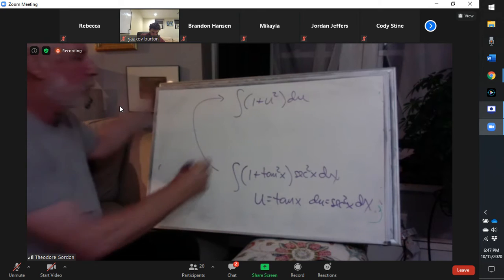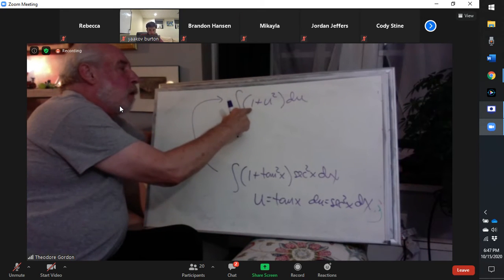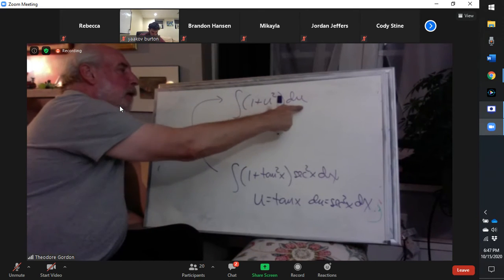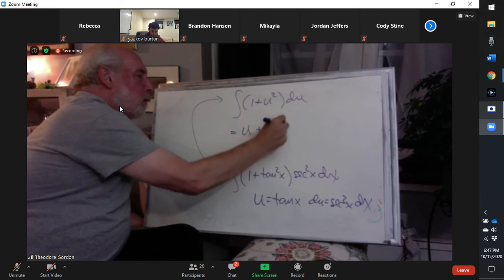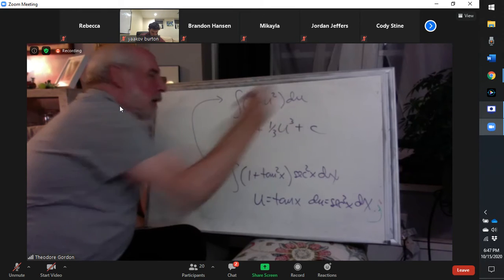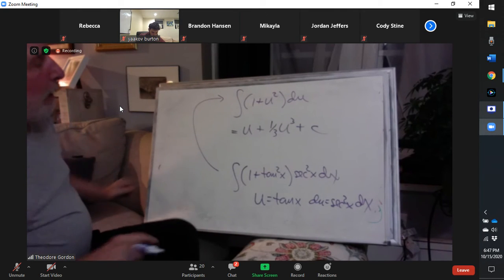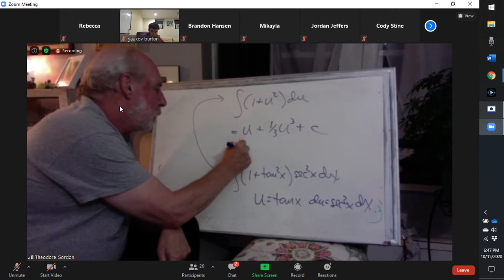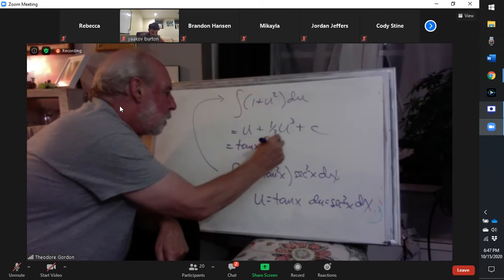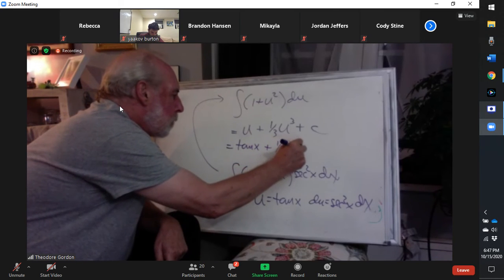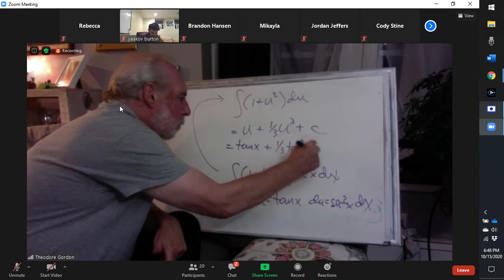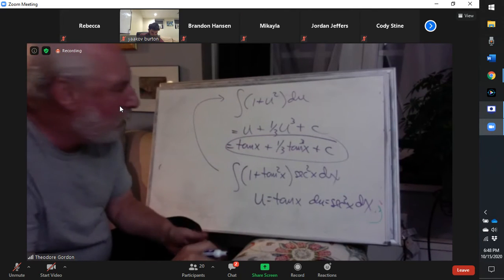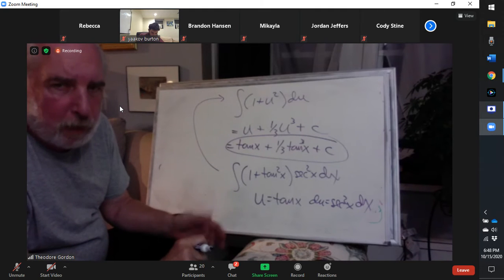Now we just do the regular integral here. The integral of 1 with respect to u is u. The integral of u squared with respect to u is 1/3 u cubed plus a constant. And the last step is to replace the u's with tangent. So the final answer here is tangent x plus 1/3 tangent cubed x plus c. And again, I highly recommend that you do the derivatives of the answers.